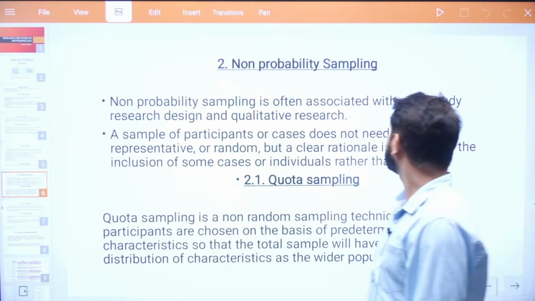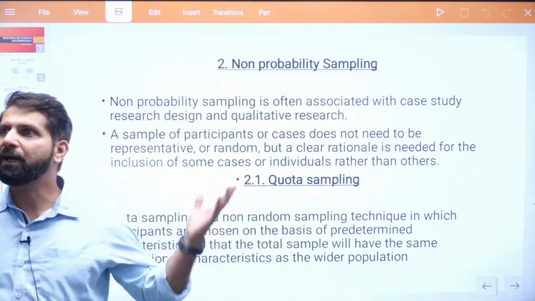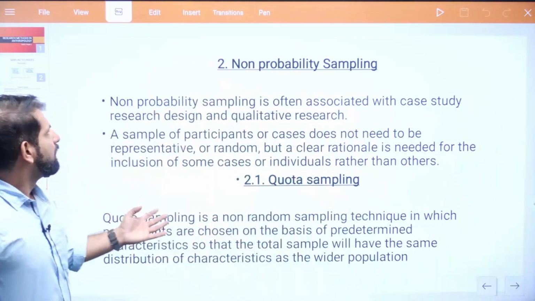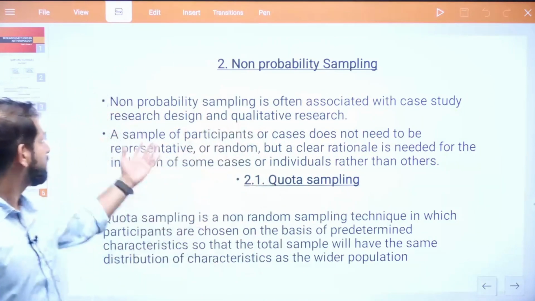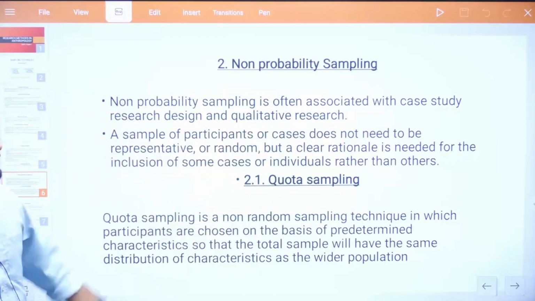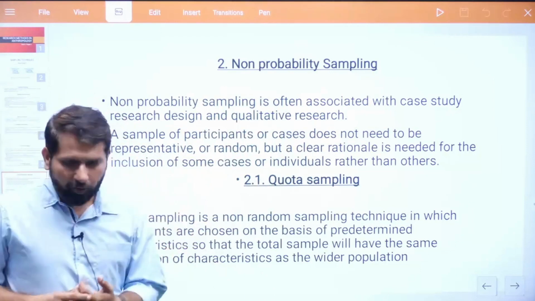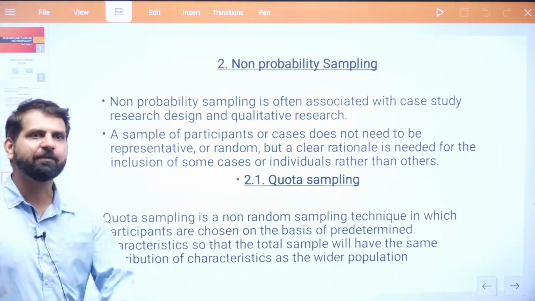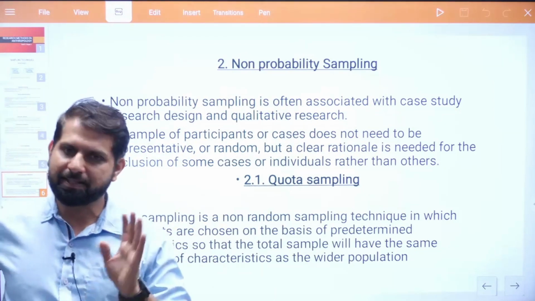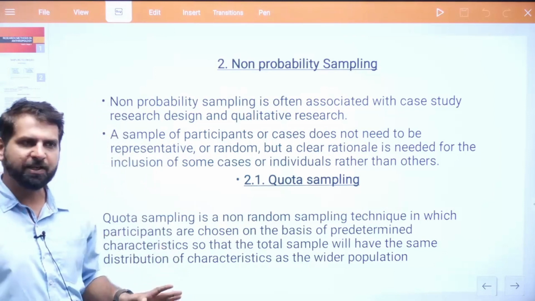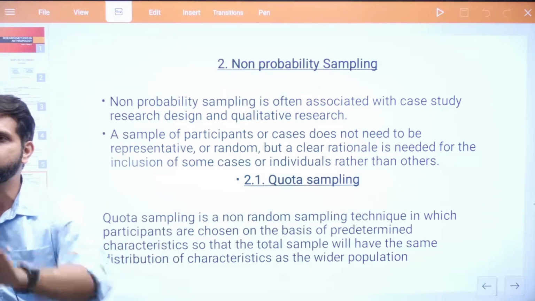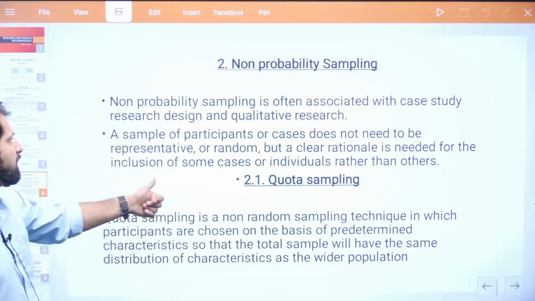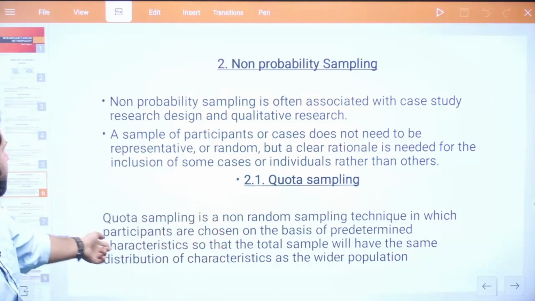Non-probability sampling is mostly used in qualitative studies. Here, all we need is a rationale to select the sample. We need a clarification of why we are using a particular sample, an explanation of why these individuals are being selected for our sample. There are different types. The first is quota sampling.